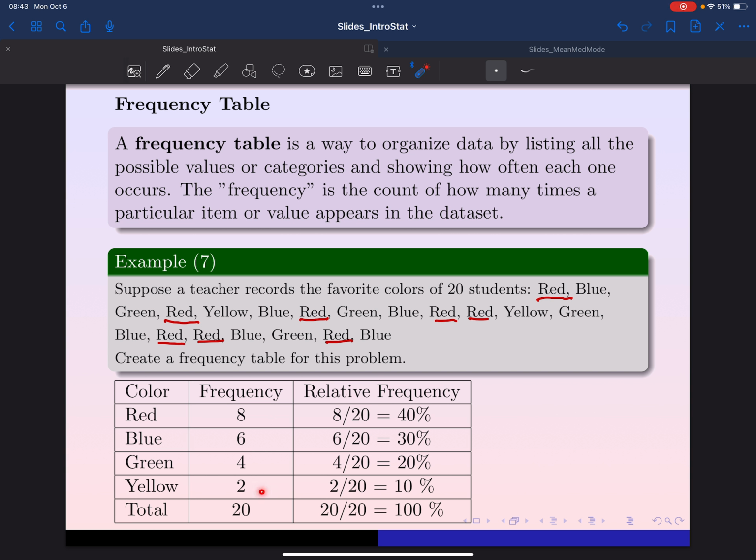So for the total of 20 students. Now, a relative frequency would be the percentage. 8 represents what percentage of all students? So we simply take 8, divide by 20, and red shows up 40%. Blue is 6 out of 20 and shows up 30% of the time. Green is 4 out of 20, so it's 20%. And of course, all of them need to add up to 100%.